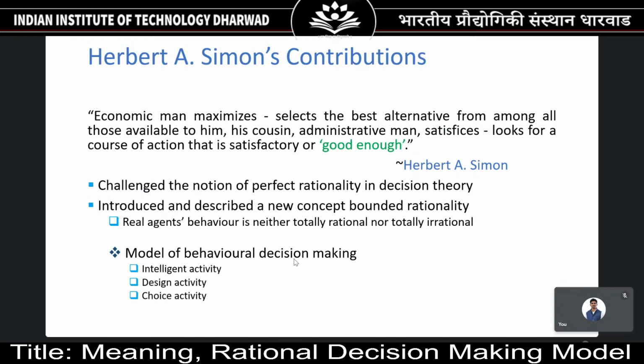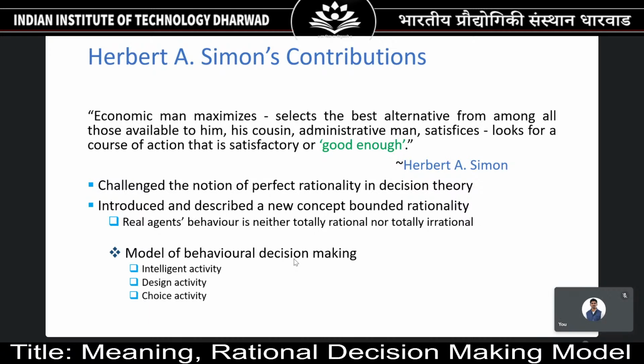Nowadays, artificial intelligence is very popular. But who is the father of that discipline? The father of that discipline is Herbert Simon, who is technically a psychologist as well as an economist. He received the Nobel Prize in economics for his decision making contributions.